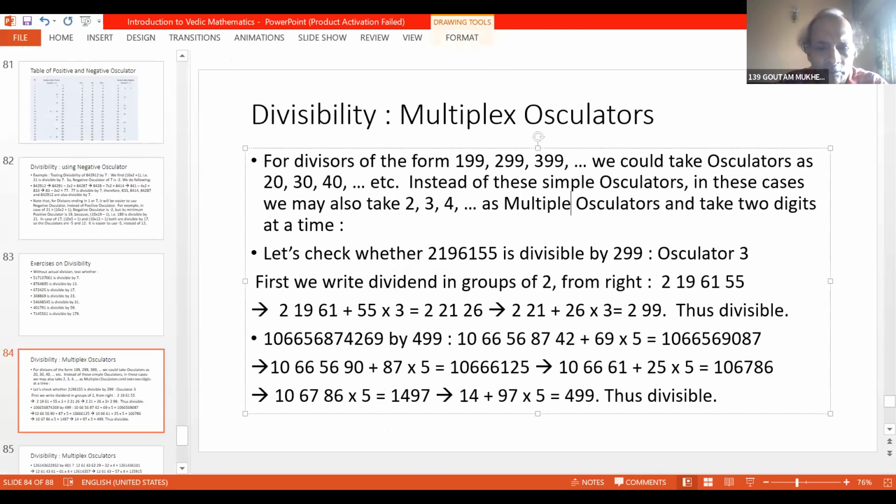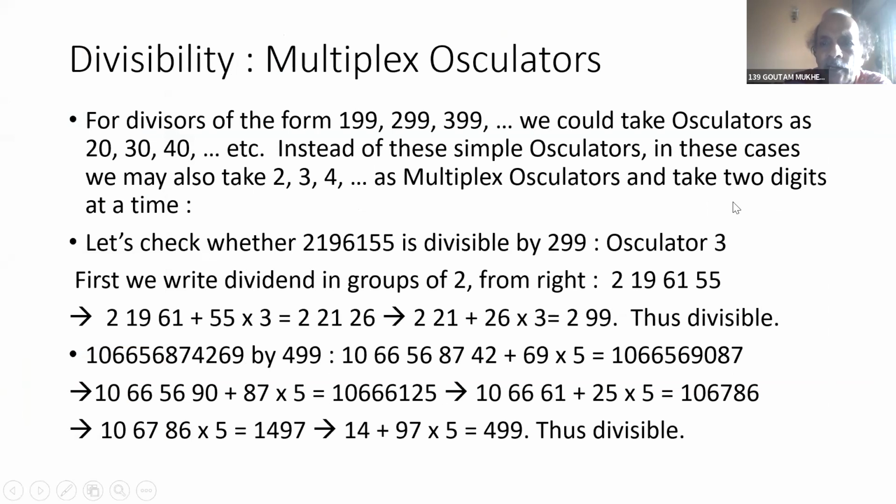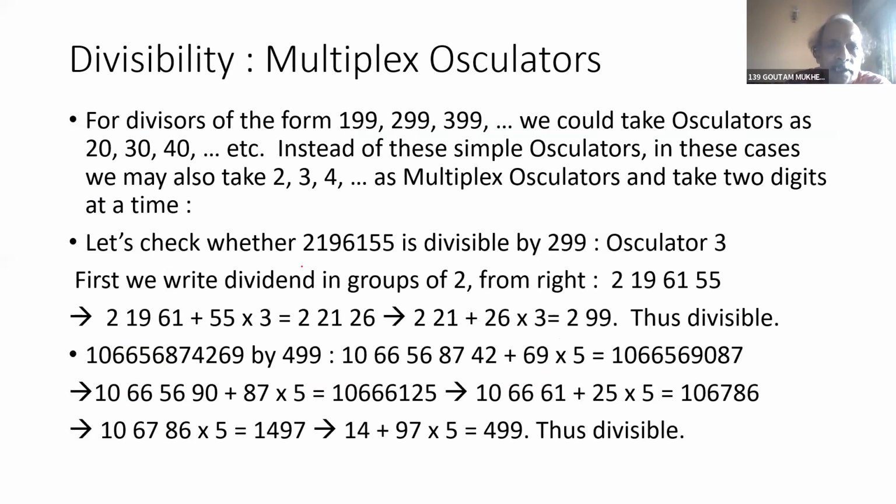Multiplex oscillator. So this is called the multiplex oscillator, and we take 2 digits at a time. Let us check whether this number is divisible by 299. The oscillator is 3, not 30, but 3. The multiplex oscillator is 3. First, we write the dividend.